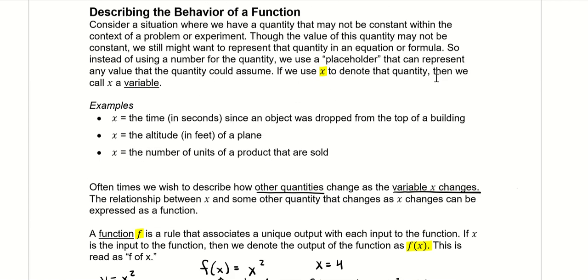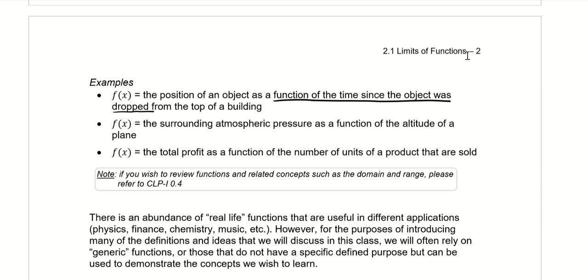For our second x up here, x being the altitude in feet of a plane, so how high the plane is above the ground, f of x could represent the surrounding atmospheric pressure as a function of the altitude. So we give this function, however it's constructed, a particular altitude, and it will spit back the computed surrounding atmospheric pressure.